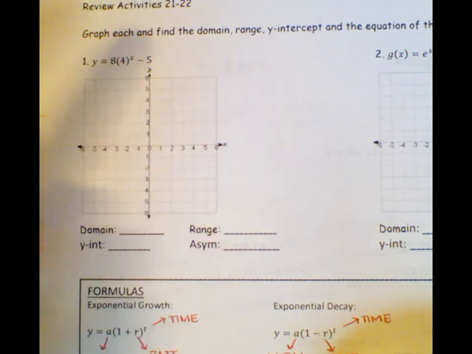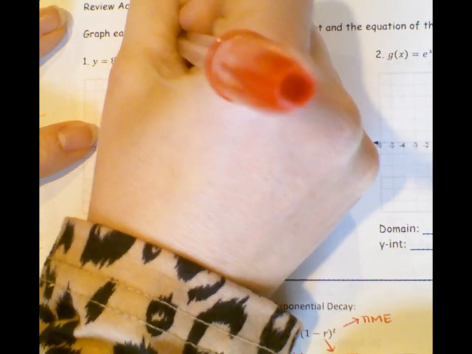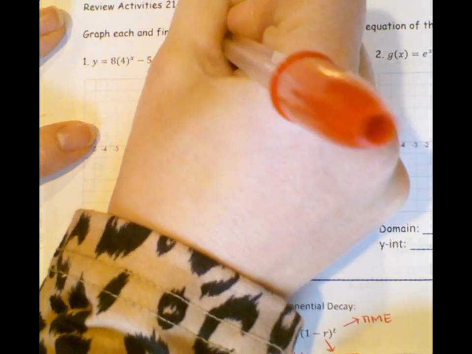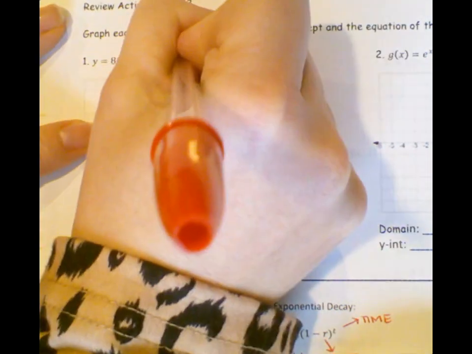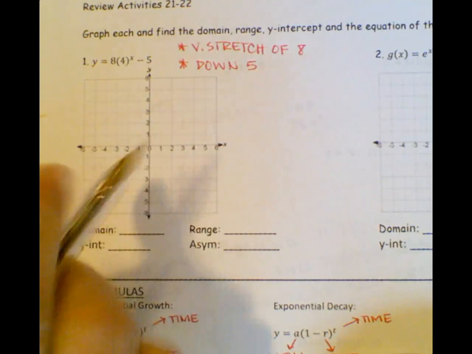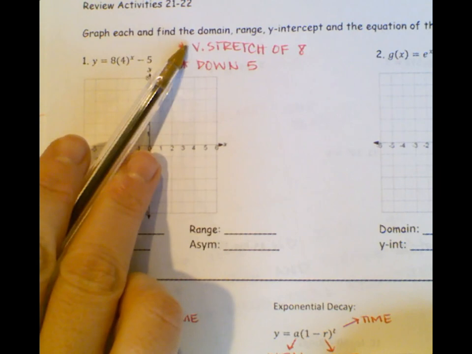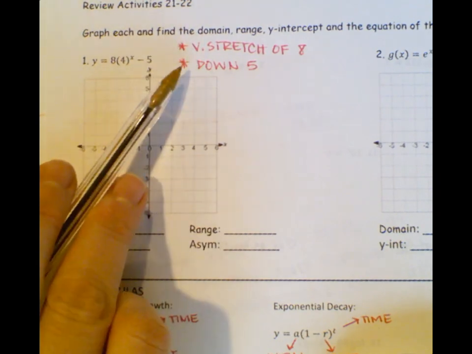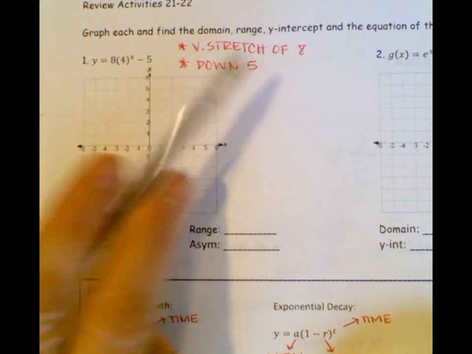So let's start with the 8. The 8 is a vertical stretch of 8. I'm going to put it up here. Vertical stretch of 8. Okay, and then the 5 is down 5. Now, both of these have to do with the y-coordinate. So what we're going to do is multiply the y-coordinate by 8, and then subtract 5.